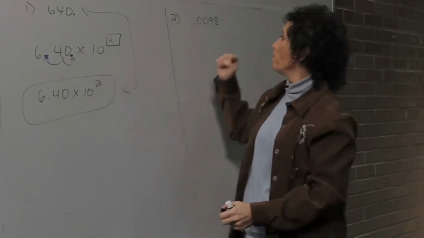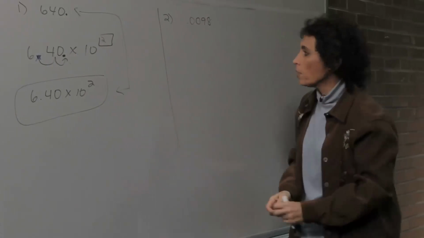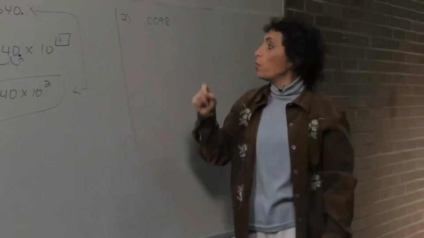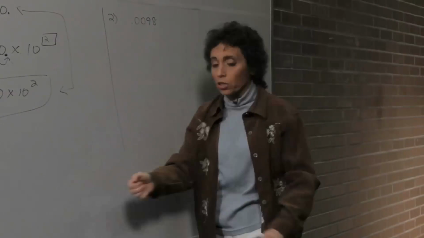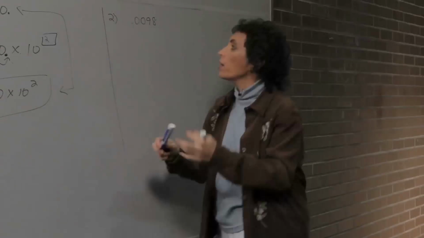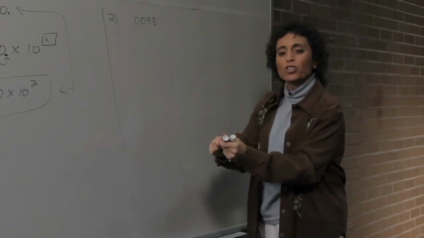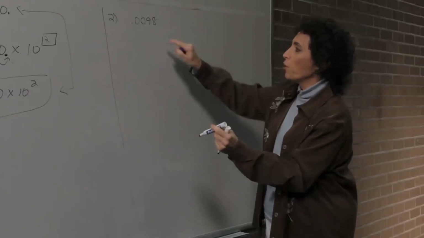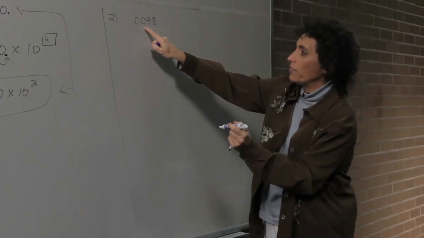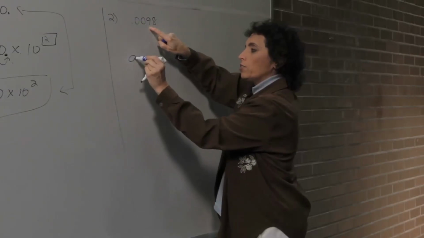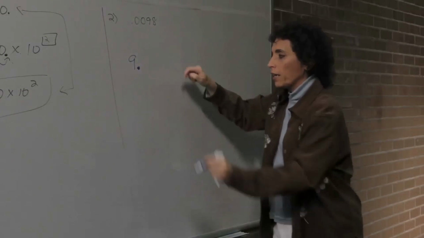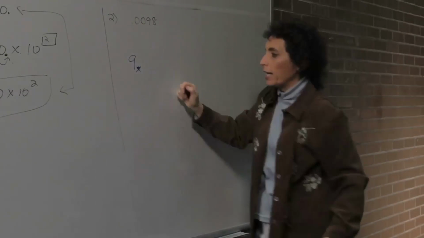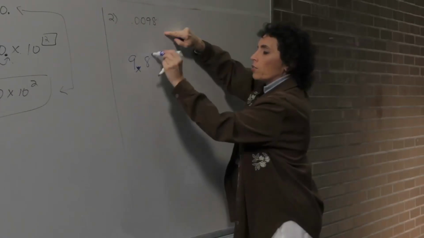Okay? All right, take a look at this one. So the first thing we do is we put the decimal to the right of the first non-zero digit. Okay, to the right of the first non-zero digit. Well, the first non-zero digit, that's 0, that's not 0, non-zero. That's where I want it. I want it right there. Okay, so I'm going to do 9.8.